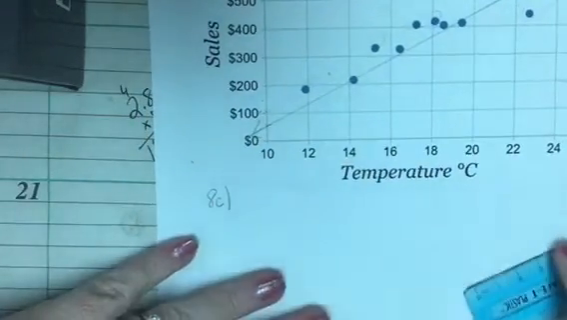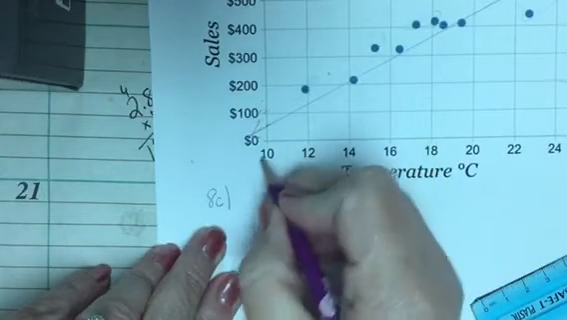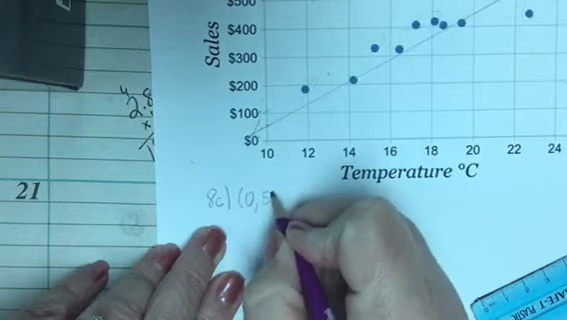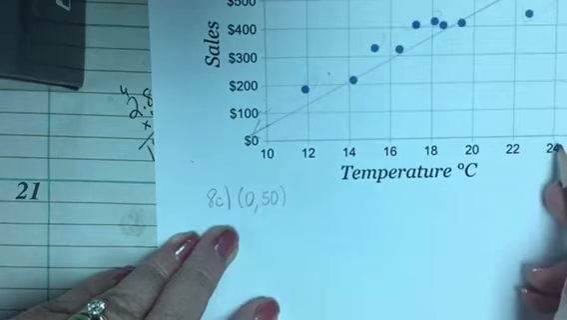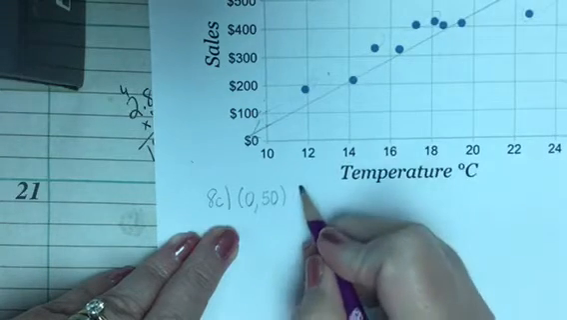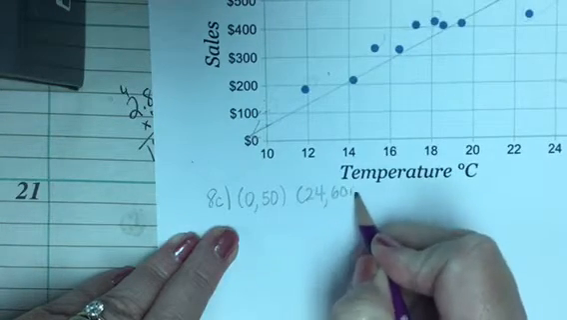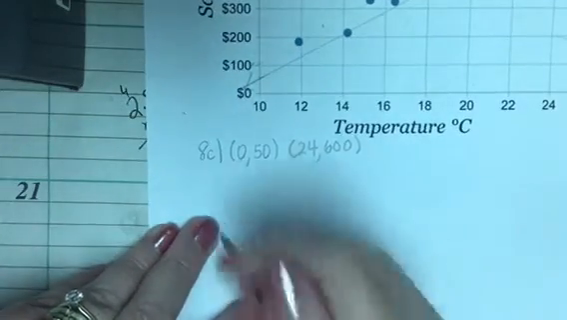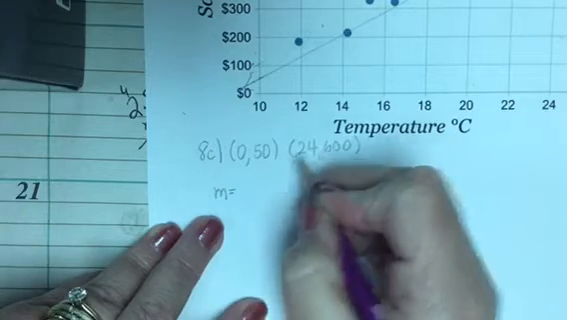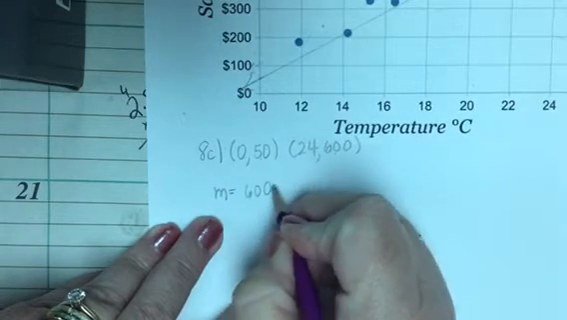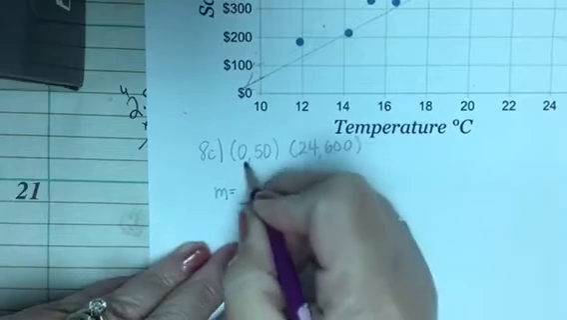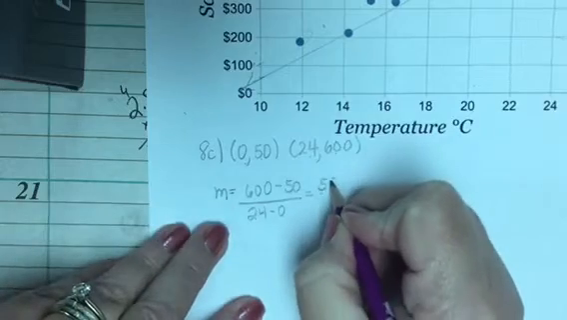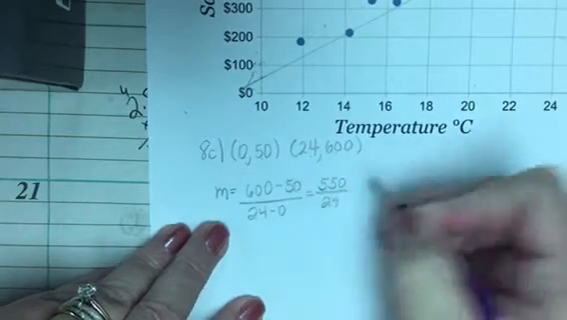So then, this would be similar to 8C. I'm going to use the ordered pair 0, 50 and 24, 600. And I'm going to do what I just showed you in that last example. I'm going to find the slope, y2 minus y1 divided by x2 minus x1. And that's going to be 550 divided by 24.